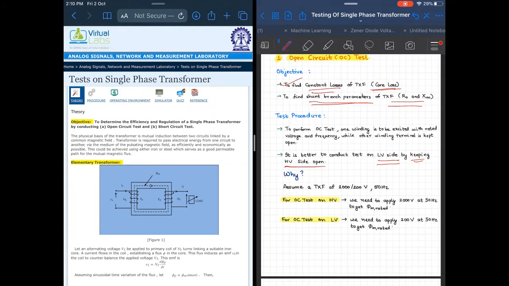Suppose we have a 2000/200 volt 50 hertz transformer. For an open circuit test on the high voltage side, we need to apply 2000 volt at 50 hertz to get rated flux. While for an open circuit test on the low voltage side, we need only 200 volt at 50 hertz to get the same rated flux. Therefore, the open circuit test is preferred on the low voltage side.